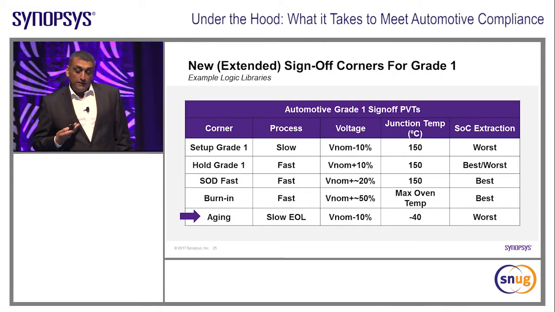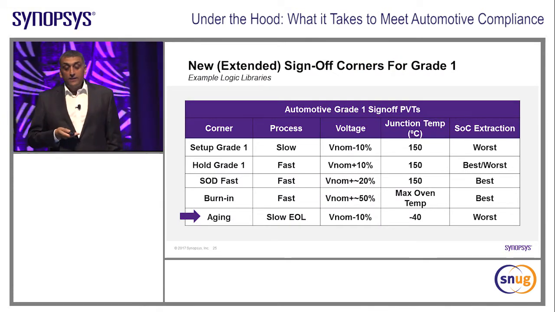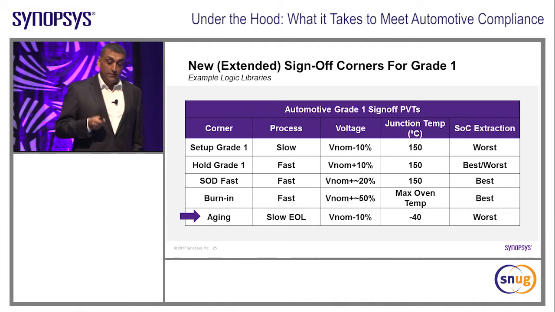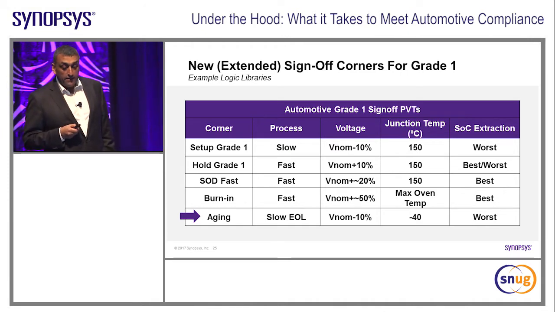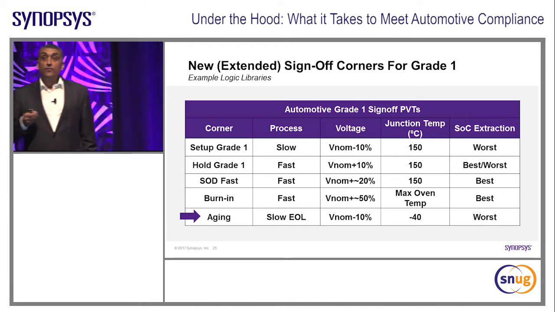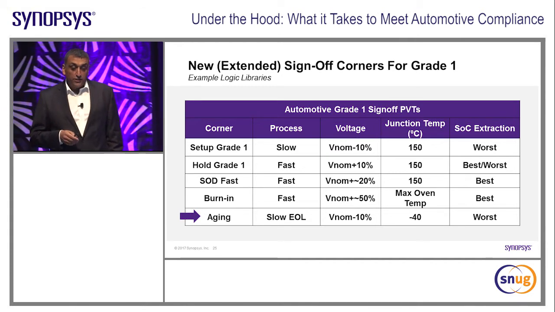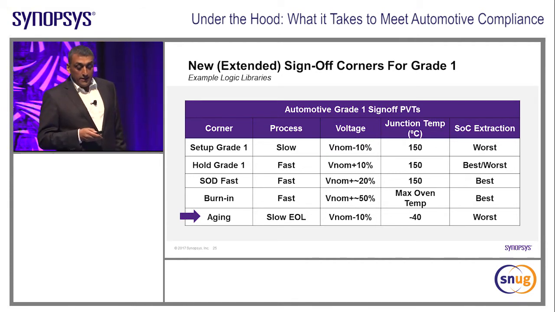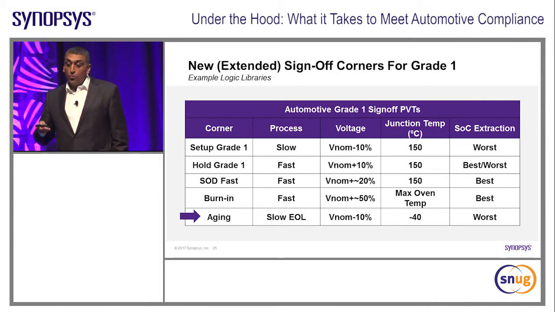This example gives you the development for foundation IP. These are logic libraries for grade 1 requirements, okay? Grade 1 is 150 degrees junction temperature. So I've got a few rows here. I'm talking about setup, hold.